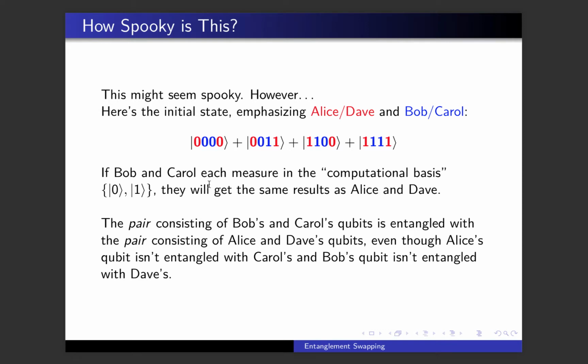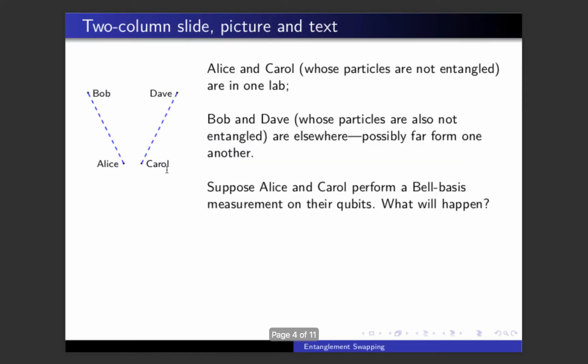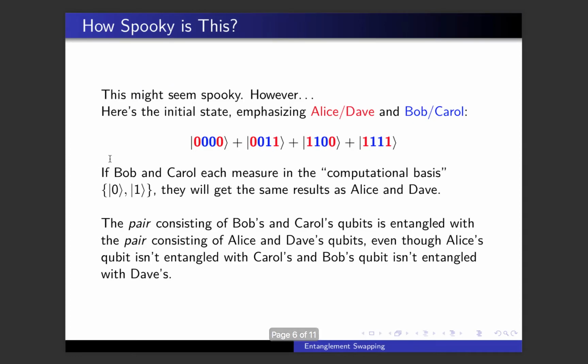Suppose that Bob and Carol each measure in the computational basis. You can think of that as measuring z-spin. Let's go back and look at the picture. Here's Bob, here's Carol. Here they are before. They never were correlated to begin with. Bob isn't correlated with Carol. Alice isn't correlated with Dave. But there are some cross correlations here.